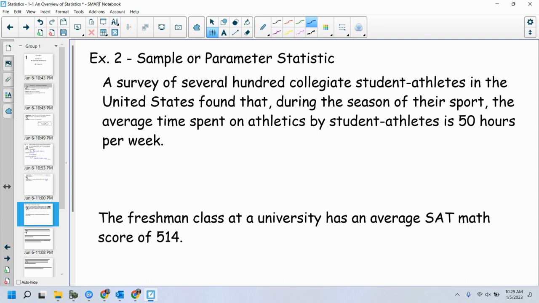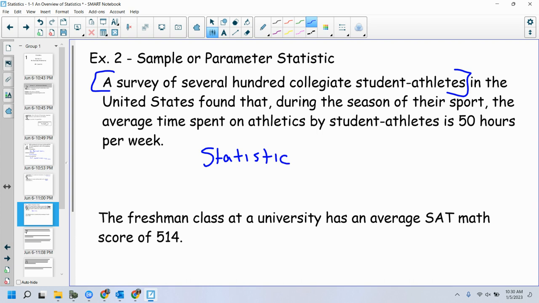Now, is this a sample? Is this a statistic or a parameter, that 50 hours per week? Statistic, right? And the key words here are a survey of several hundred collegiate student-athletes. I don't know how many my survey was, but it doesn't really matter. That is the sample. That's my sample, and within that, those whom I surveyed spend 50 hours per week. So we would say that this is a statistic.